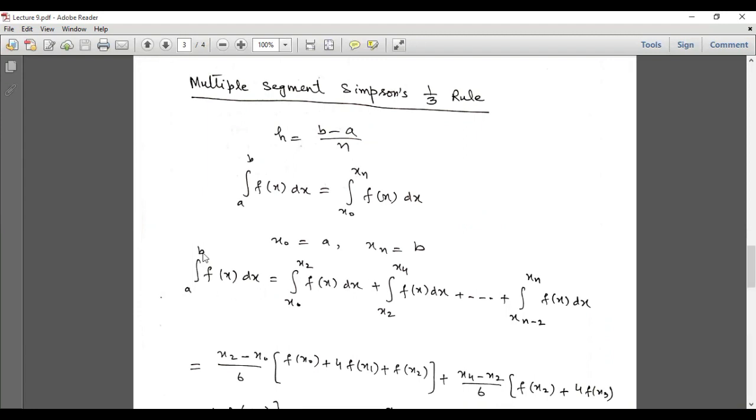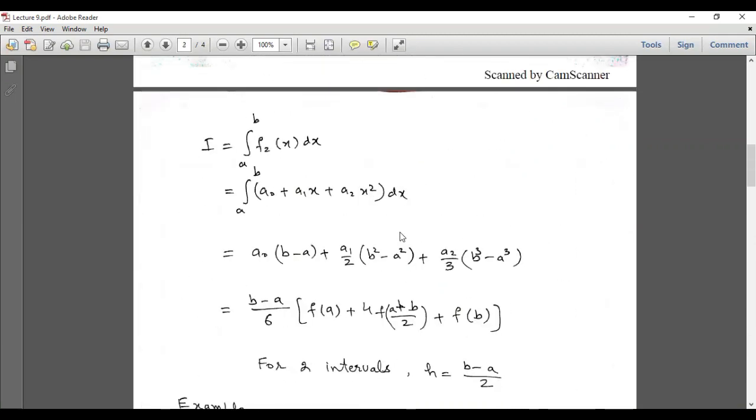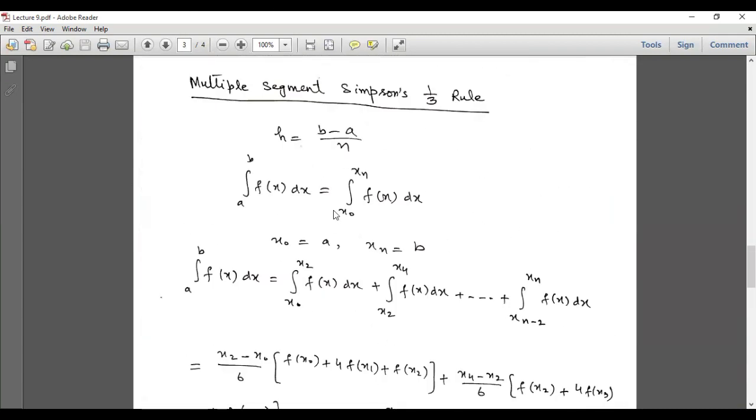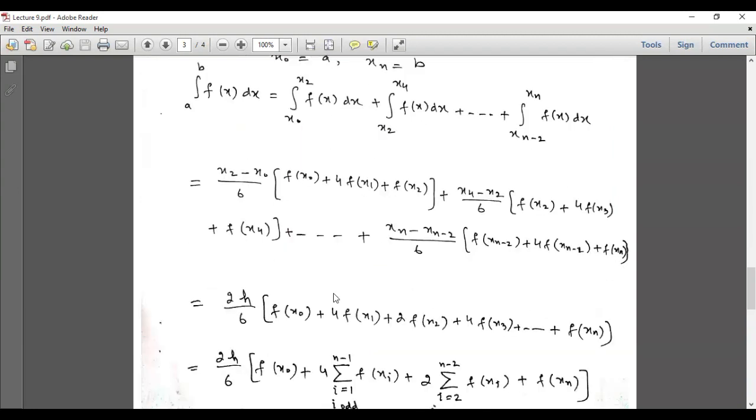So this integration from a to b will be equal to integration from x naught to x2 of f of x. So this is the integration of the first two segments. This is the next two segments and so on. And these are the last two segments. So we can use this expression which we have derived for the two segment Simpson's 1 by 3 rule, and we can use this expression for all these sub integrations, right? And then we will add all those results and then we will have the final expression.